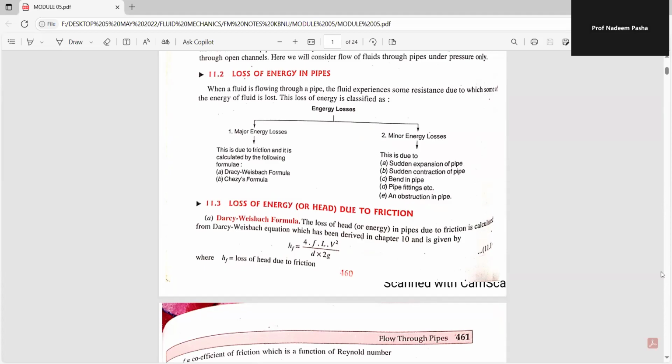See here, when you study this module, it is module 5, flow through pipes. You need to imagine a lot of things. You have to imagine that you are dealing with the water resources at your home. Then you can easily understand this topic. So what we are telling is, when a fluid is flowing through a pipe, the fluid experiences some resistance due to which some of the energy of the fluid is lost.